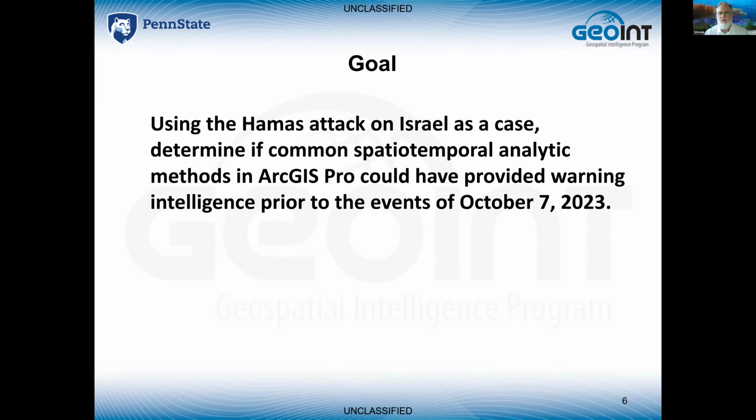The goal is using the Hamas attack on Israel as a case to determine if common spatial temporal analytic methods in ArcGIS Pro could have provided warning intelligence prior to the events of October 7th. Let me stress these are common spatial temporal analytic methods in ArcGIS Pro.